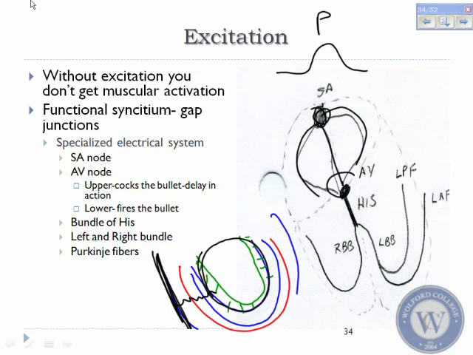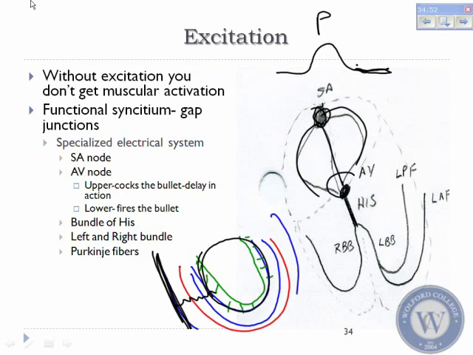That delay is what we call the PR interval. Okay? The PR interval is that slight delay period. Okay? There's still electrical activity in the AV node, but you just can't see it. But the cells inside here are holding it.